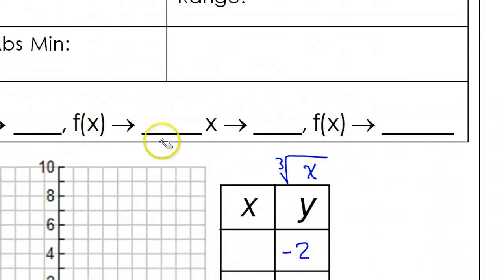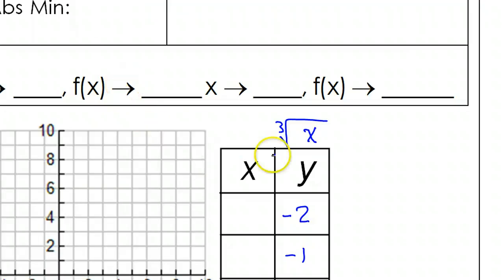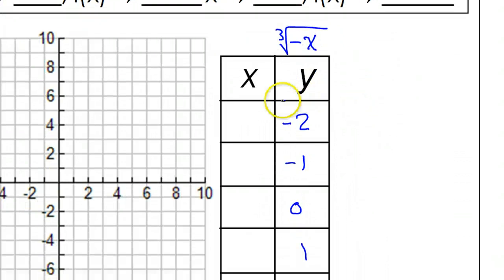The reason why is because this negative right here on the inside, we have to deal with that. So we don't have the cube root of x, we have the cube root of -x as our starting place. So we need to figure out what x values it will take to get these y values. So just make a bunch of little equations. I'm going to do it off to the side.